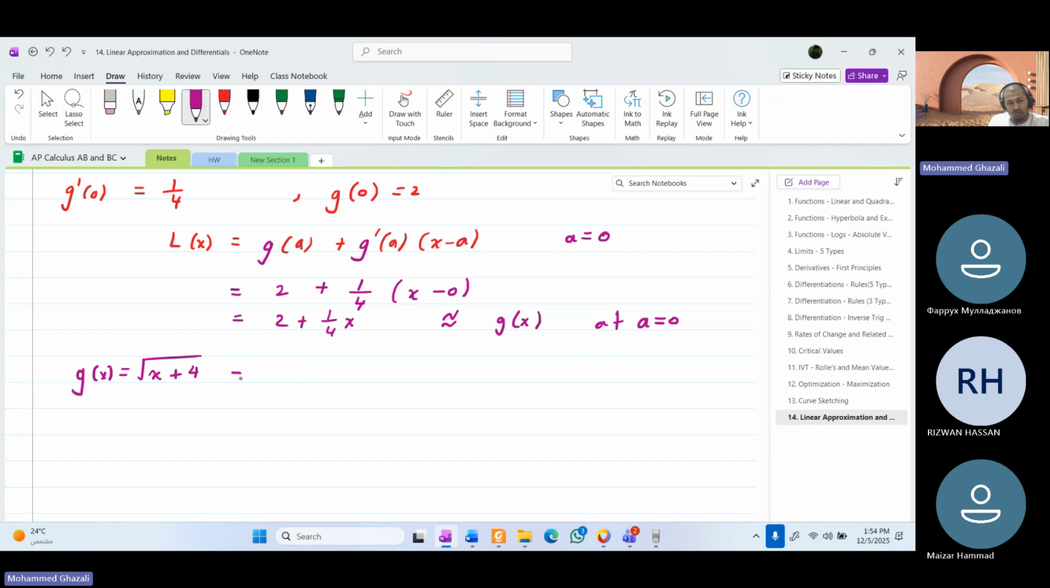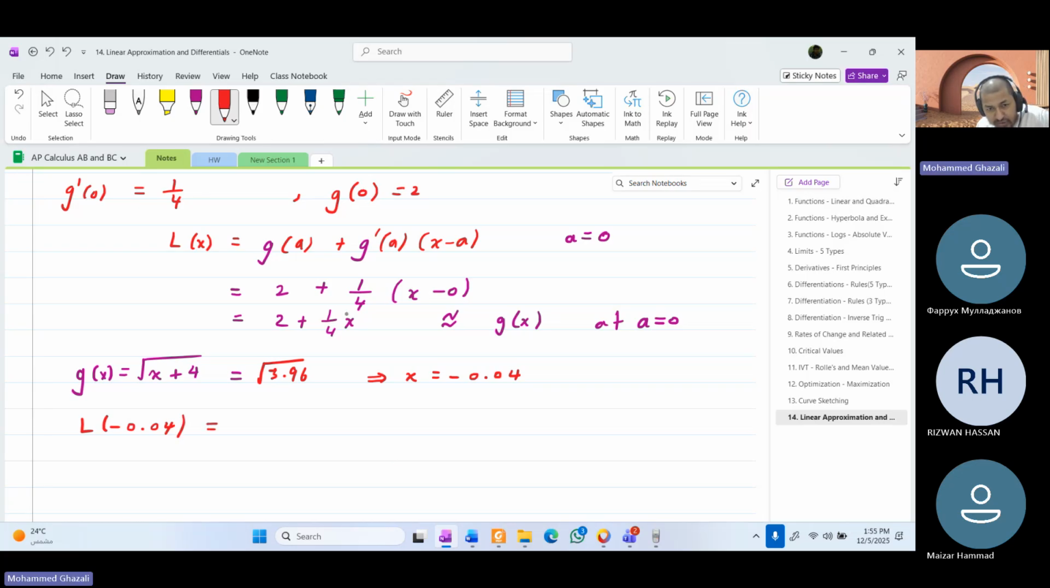So you need to substitute. You want to find the square root of 3.96. This implies the x value needs to be negative 0.04. So basically, if you substitute negative 0.04, you will get the square root of 3.96. If you are substituting negative 0.04 inside g of x, you have to substitute the same in the linearization function as well. So now I need L of negative 0.04.